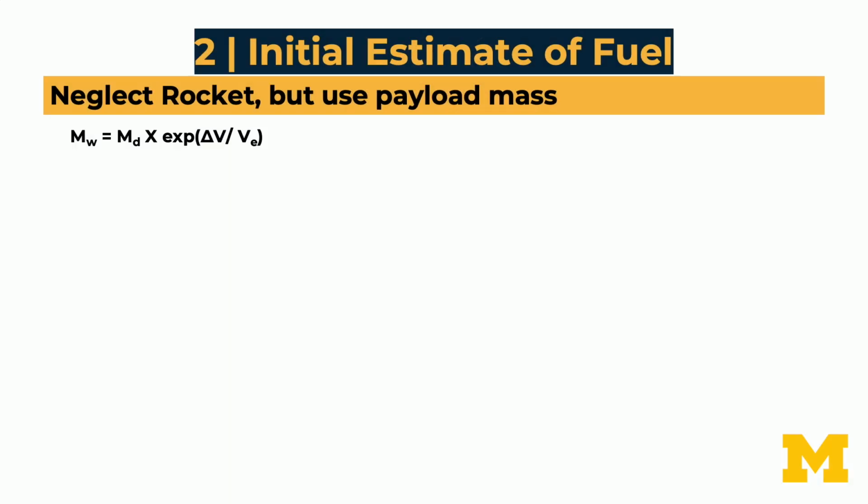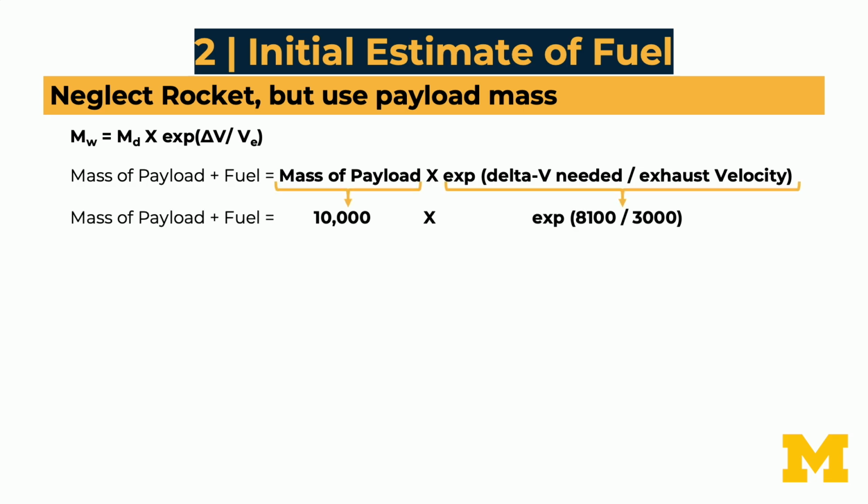So let's take those numbers and let's get an initial estimate of the amount of fuel. And so we're going to use the rocket equation, like I said, where the wet mass, the total mass of the rocket, is equal to the dry mass, which is, for us, the mass of the payload, times exp of delta V over exhaust velocity. The mass of the payload is about 10,000. The delta V needed is 8,100. The exhaust velocity is about 3,000. So we have all the numbers in all the right places.